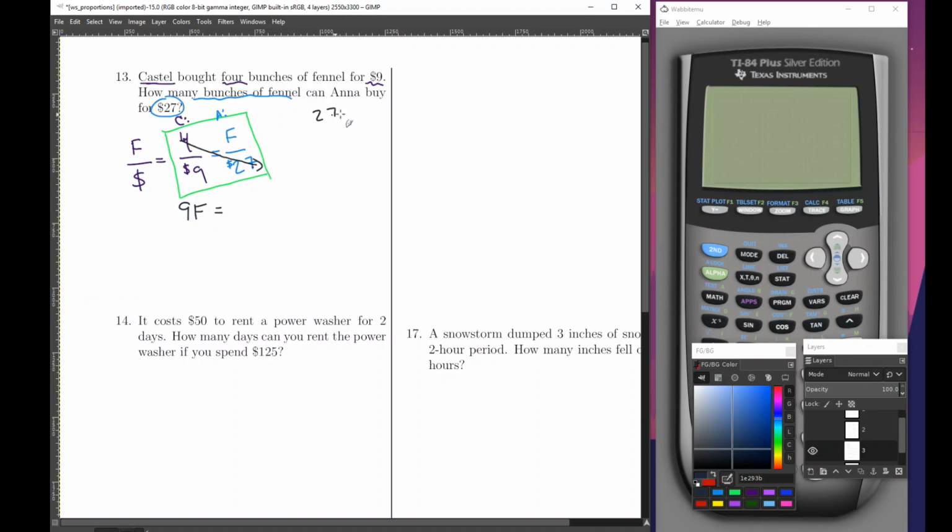So 27 times 4, and we could calculator this, but I'm going to give calculator a little break. 108. 9 goes into 10 once with 1 left over. 9 goes into 18 twice. So 12 bunches. Neat.